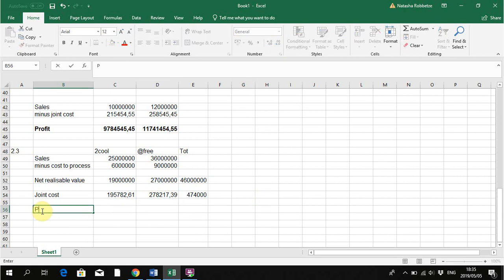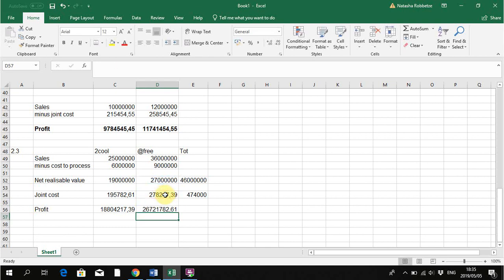Then they can ask you for the profit. In this question, they did not, but I am just going to calculate it in the instance it should be asked. So you will simply say for the profit, it's the net realizable value minus the joint cost. The net realizable value minus the joint cost. Right, so there is the application of your net realizable value method. I think it is pretty straightforward.